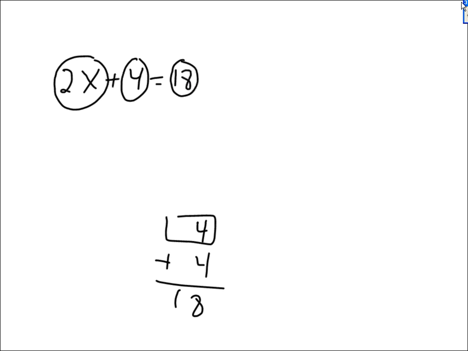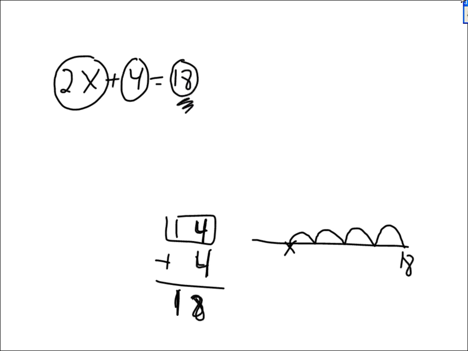This must be 4, because 4 plus 4 does give me 8. And then I've got to put a 1 here to carry down, to bring down a 1 to get 18. 14 plus 4 is 18. Another way of doing it is you're at some number and you're adding 4. 1, 2, 3, 4. And you're ending up at 18. Well, 17, 16, 15, 14. That unknown number is 14.